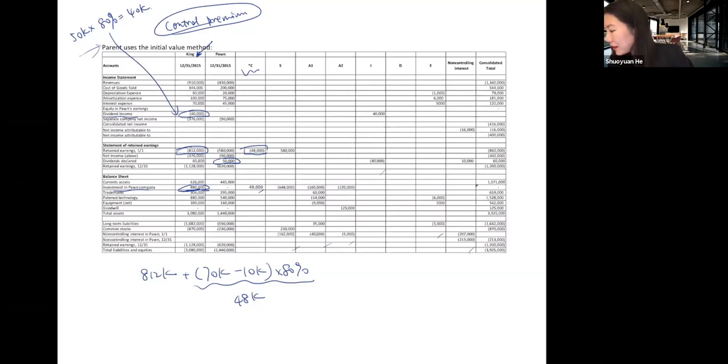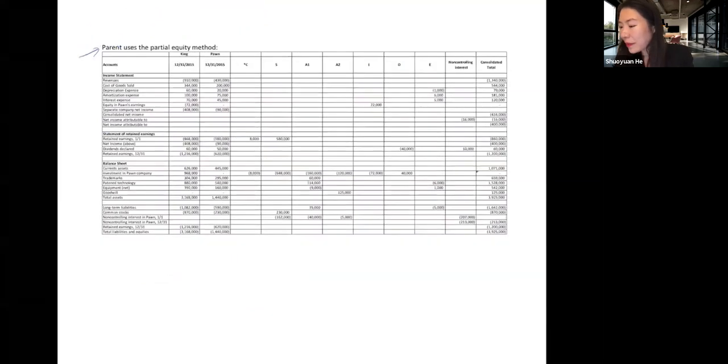And then non-controlling interest and the consolidated total, we already went over that. So I'm not going to go over this in more detail, but if you have any question about this worksheet, please either send me an email or come to my office hour, and I can explain more. One thing to pay attention to here is that because it's under the initial value method, we don't have the D entry. D is taken care of by your I entry here. But everything else we already went over.